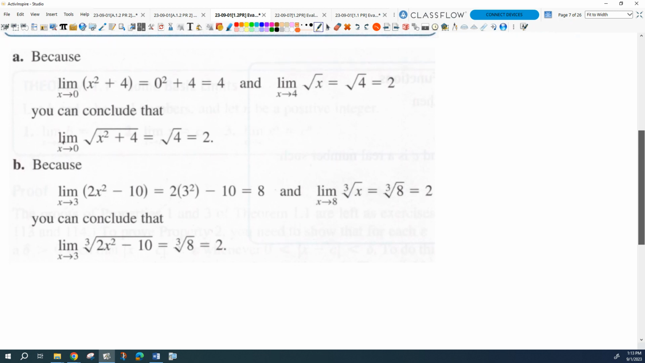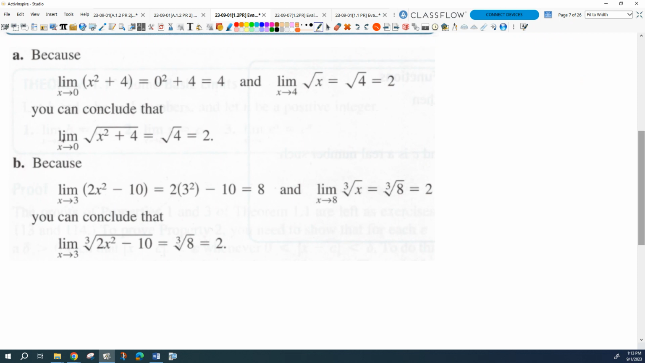Right here. Let's look at this guy. What if we wanted to do this problem? If we want to evaluate the limit of the square root of x squared plus 4 as x approaches 0, technically that's a composition of functions. On the outside, it's a square root. On the inside, it's a polynomial x squared plus 4, right? So technically, the limit of x squared plus 4 as x approaches 0 is equal to 0 squared plus 4, which is 4, right? The limit of the square root of x as x approaches 4, why 4? Because that's the output of the inside function, is equal to 2. So that's our answer.